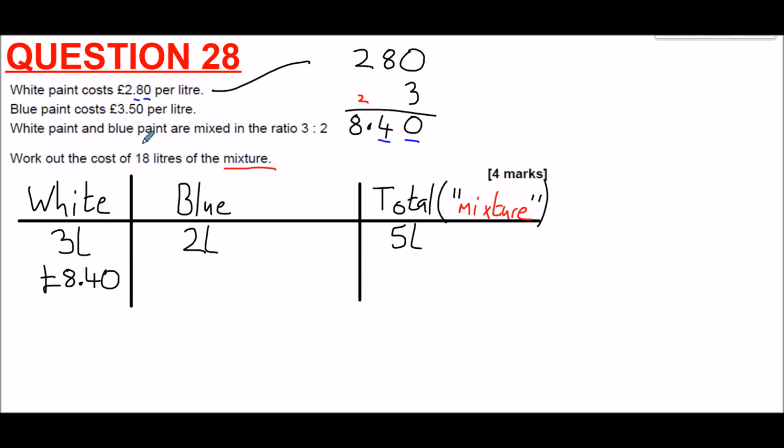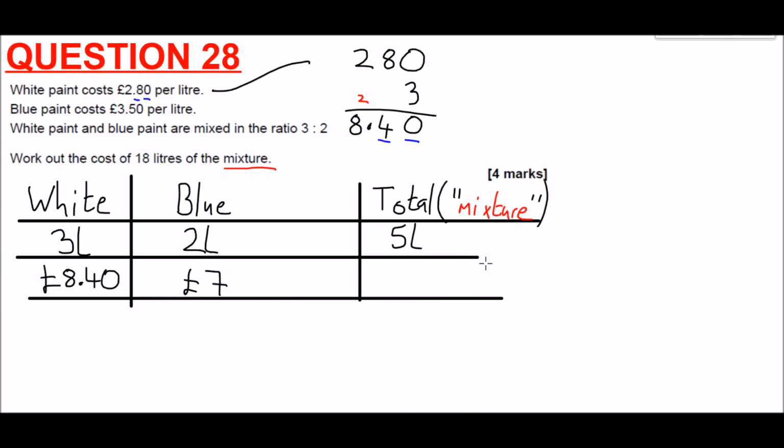And that would be mixed with 2 litres of blue paint. 1 litre costs £3.50. So 2 litres, £3.50 times 2 would be £7. So in total, £8.40 for the white, plus £7 for the blue, would come to a total of £15.40.